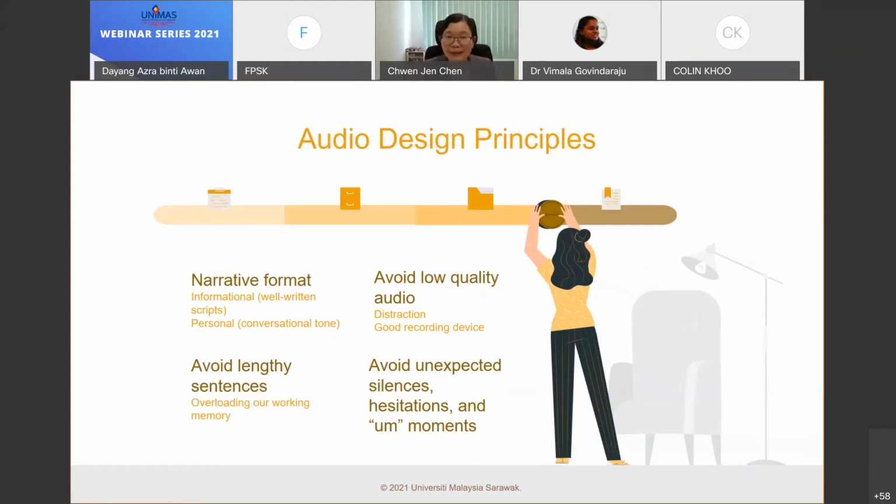And also, I think it is good to invest in a good recording device. If you do not have a good mic, maybe you have to make a little bit of investment so that your students will not be struggling. And avoid unexpected silences, hesitation and things like that. This one we should know, right? So these are some of the audio design principles.